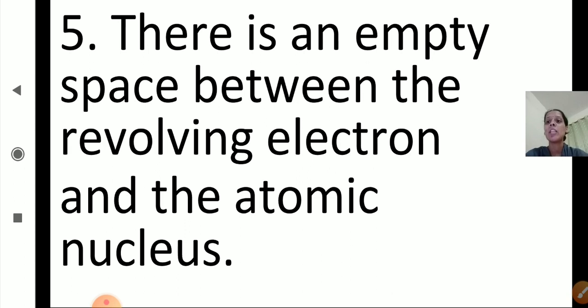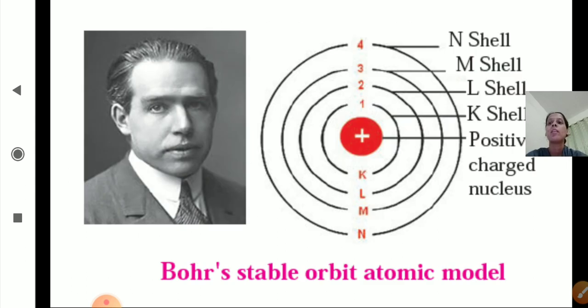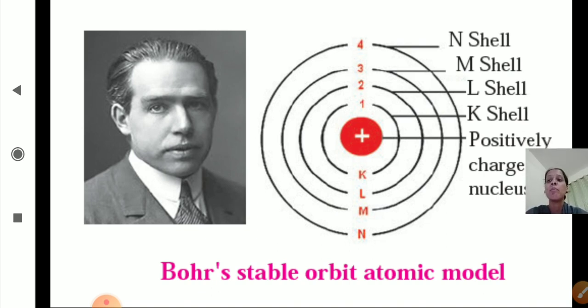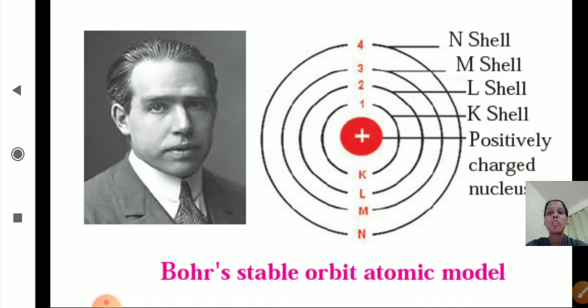There is an empty space between the revolving electron and the atomic nucleus. Now after Rutherford's model, the next one we have studied is Bohr's stable orbit atomic model. As you can see here, in the middle there is a positively charged nucleus. Around the nucleus, electrons are revolving in shells, in particular orbits.